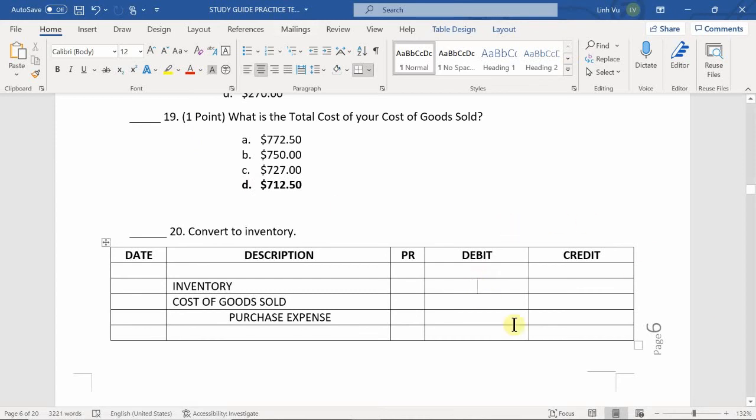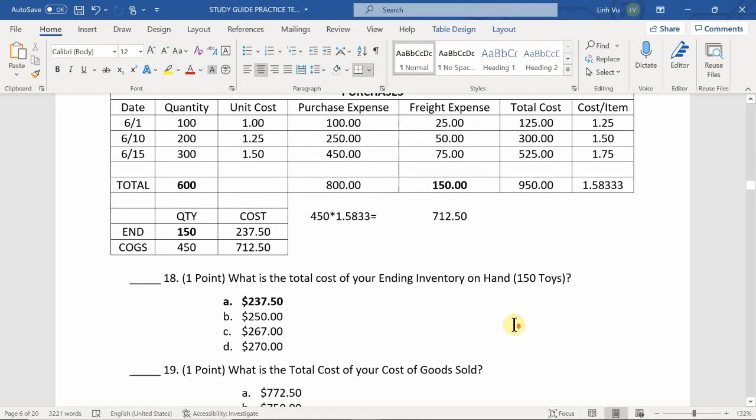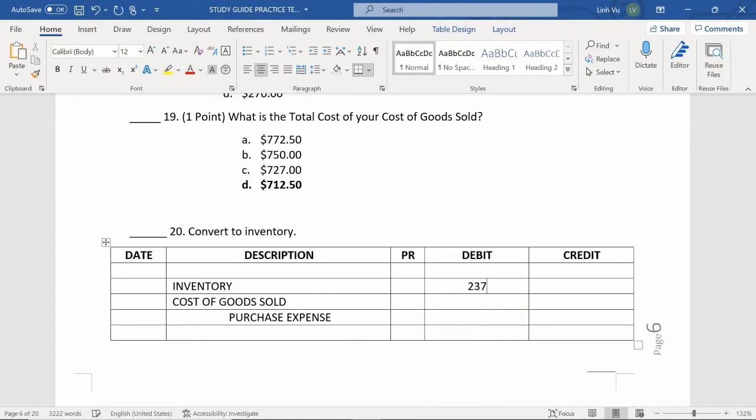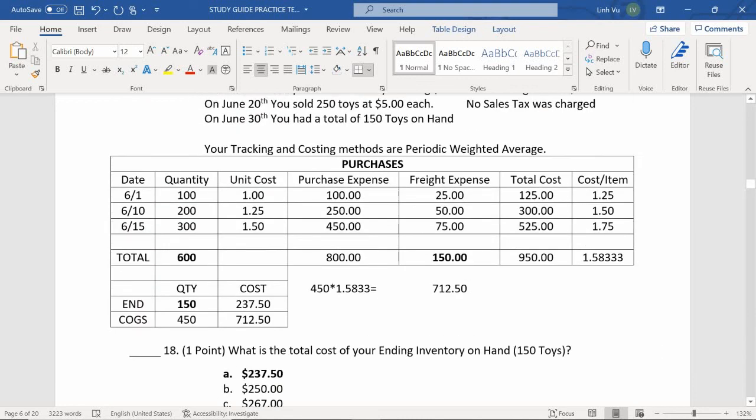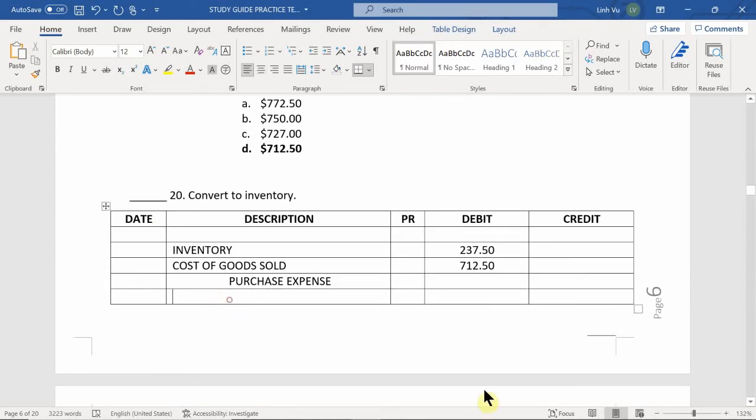So, what was my ending inventory? It's 237.5, and then cost of goods sold, 712.5. Okay. What was my total purchase expense? Oh, I forgot the freight. There you go. Good. Freight expense. So we have 800 and 150. Good. Plus 150. All right.